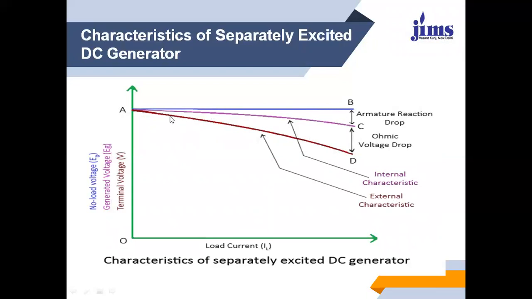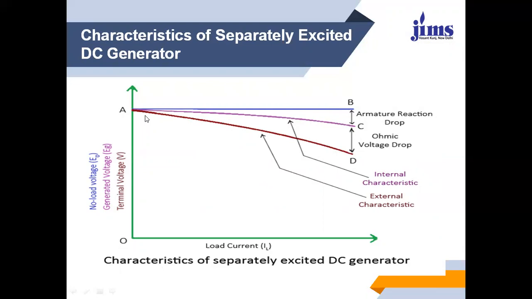When we talk about the internal characteristics of the machine, there is an armature reaction drop. As the load increases, the armature reaction is there, so there is a specific relation with the drop in the armature voltage. Due to the armature reaction, some drop is there. If we subtract this armature drop from the no load voltage, then we get the pink colored curve.